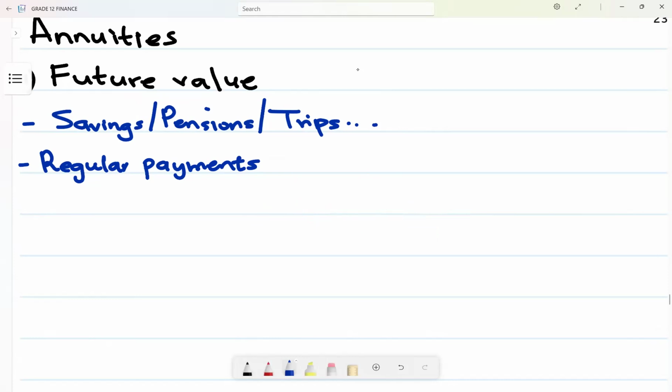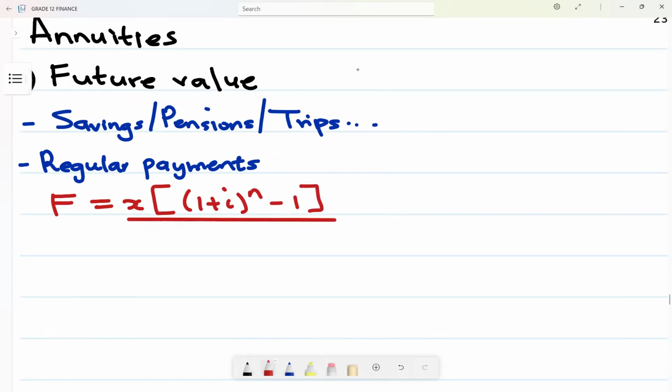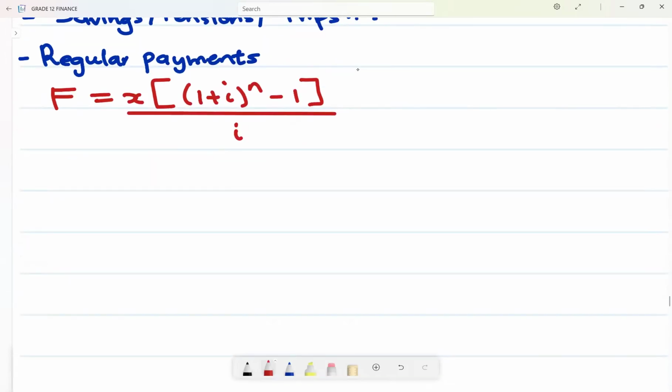Those two things are very, very important. And then, how is this formula written? We have a formula that says future value is equal to x, 1 plus i to the power of n minus 1, all divided by i. Now let's talk specifically about what F is.